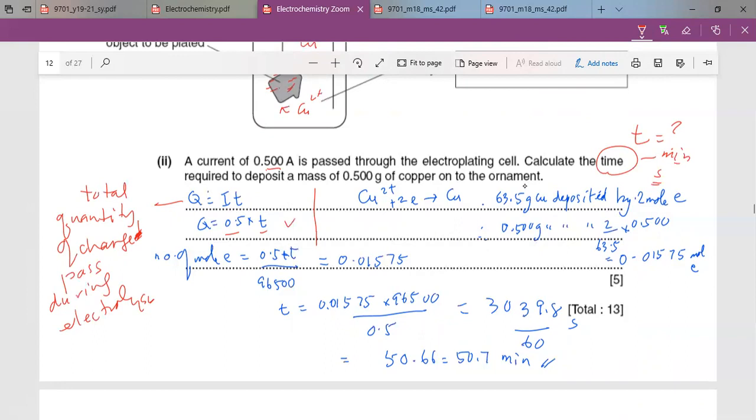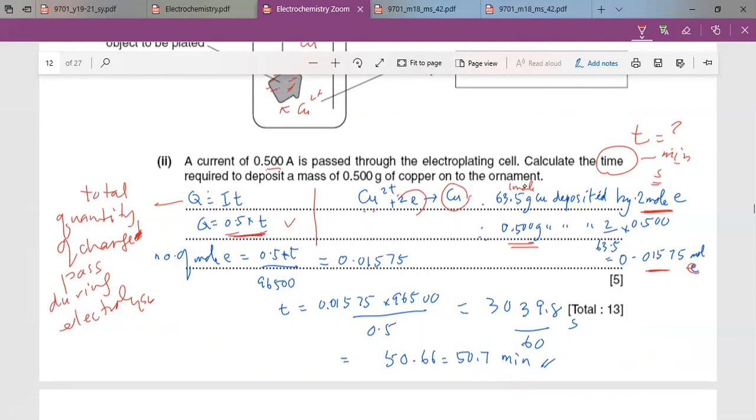Now, in the second part, the reaction to deposit copper is Cu2+ + 2e- gives Cu. So from here, I know that 1 mole of copper is deposited by 2 moles of electrons. I use moles, I no longer use Faraday. Remember, Cambridge always uses moles now. So for 0.5 grams, how many moles of electrons are needed? It's simple math, isn't it? So it's 0.01575 moles of electrons. Remember this number of moles of electrons. Now we can also find the number of moles of electrons here.